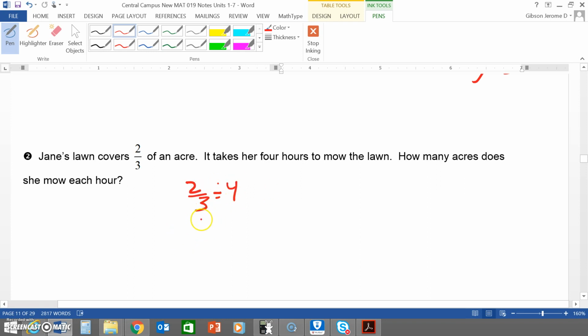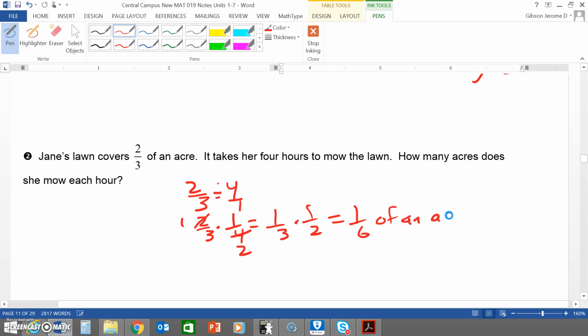Now remember this 4 is 4/1, multiplied by the reciprocal, 1/4. So we could simplify before we multiply. 2 goes into 2 once, 2 goes into 4 twice. So this would be 1/3 times 1/2, which would be 1/6. So it's 1/6 of an acre per hour. So that's how much she mows each hour: 1/6 of an acre.